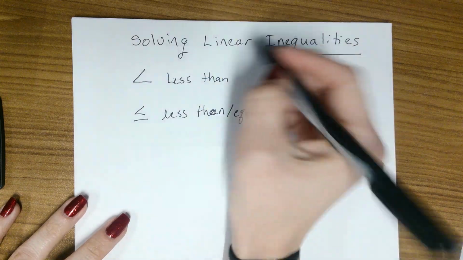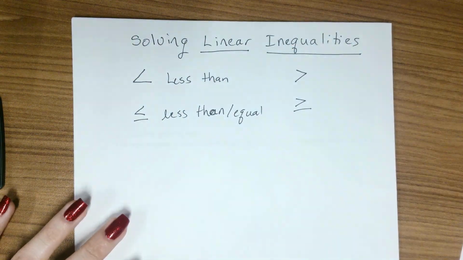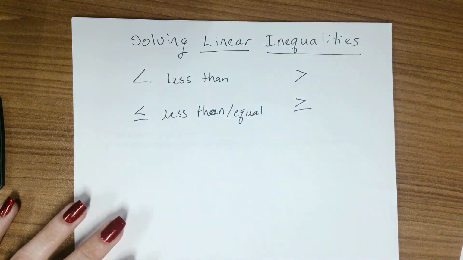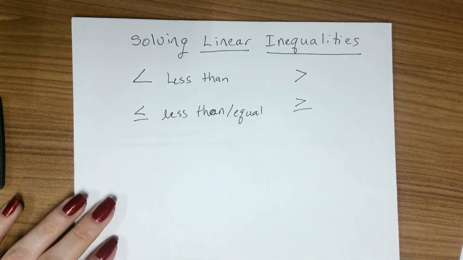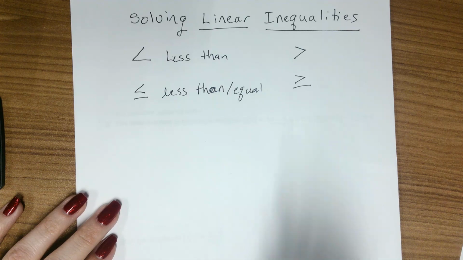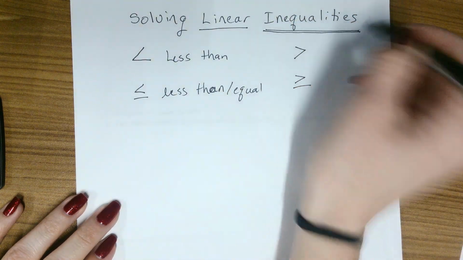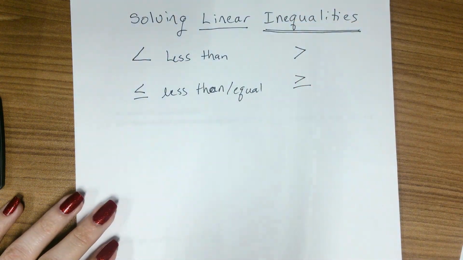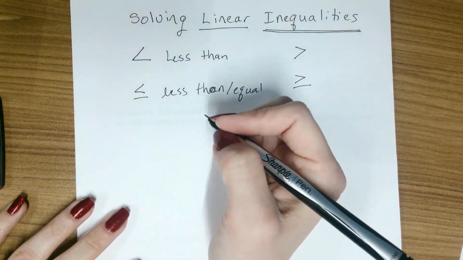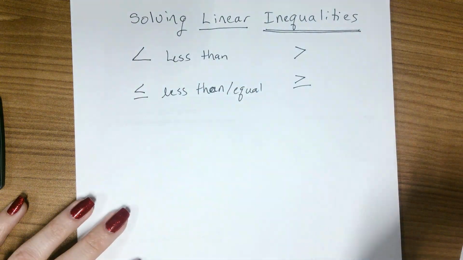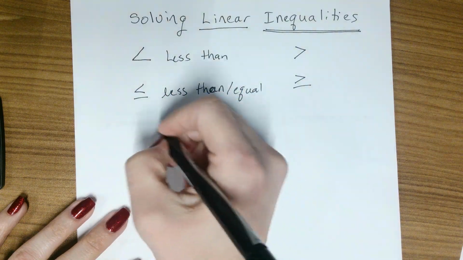So we are looking at linear inequalities. Solving linear inequalities is essentially the same exact way as solving linear equations. One thing to keep in mind when we're solving inequalities is what happens if we multiply or divide by a negative. Just remember, if we multiply or divide by a negative, then our inequality symbol gets flipped. So let me show you an example real quick.